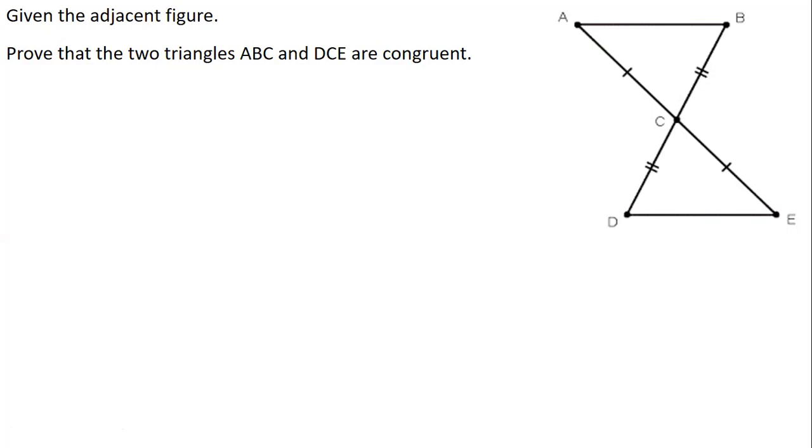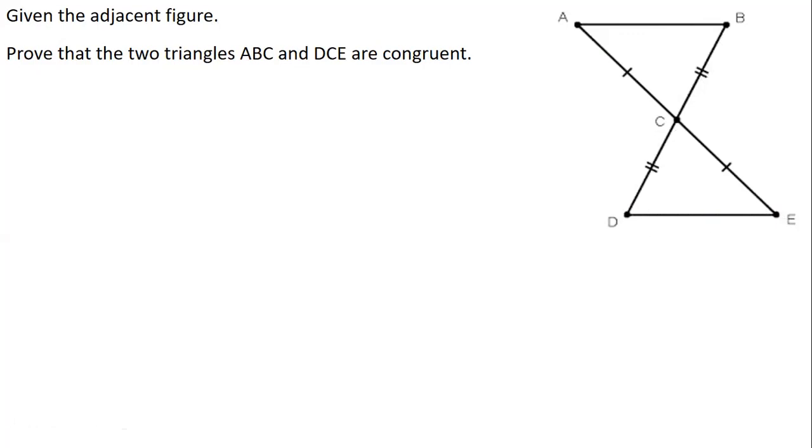According to the given, what do you see in the figure? Tell me, what do you see first? AC equals CE. Well done, by given. And BC equals CD. By given. Do we have AB equal to DE, Karam?